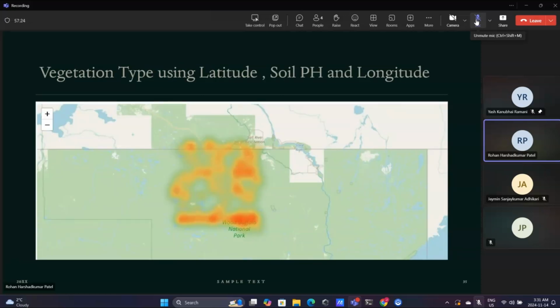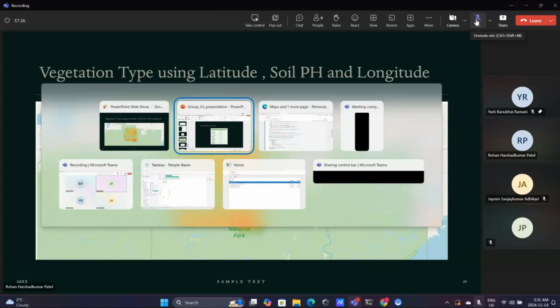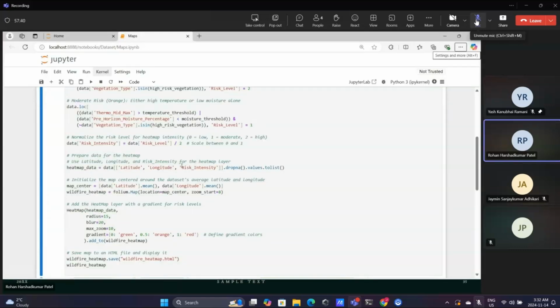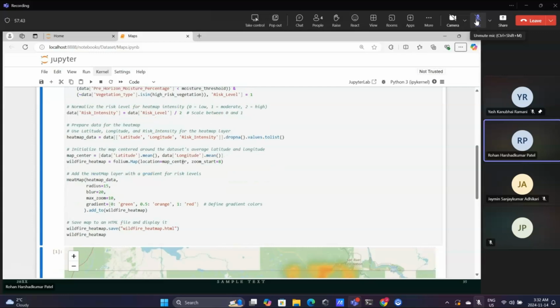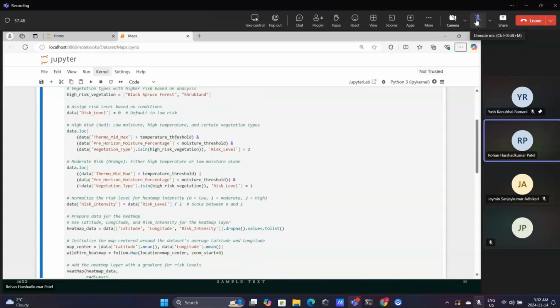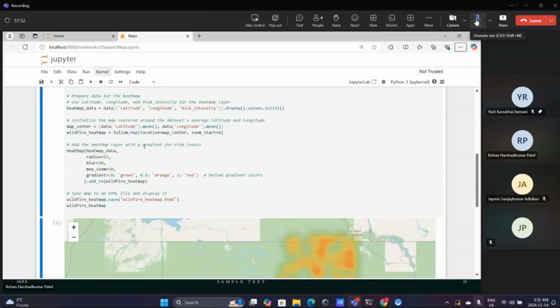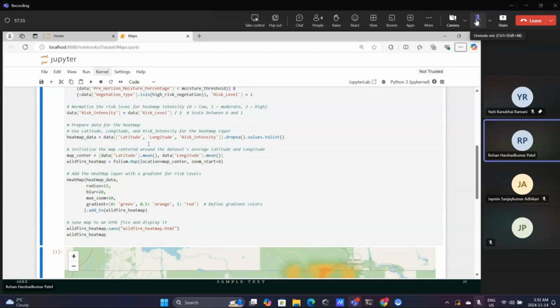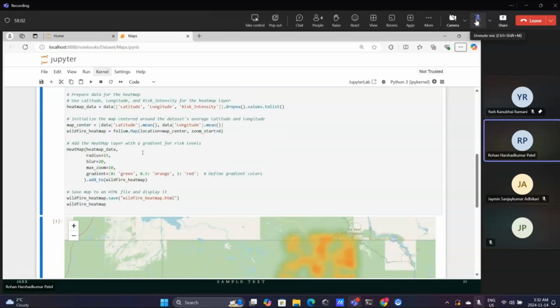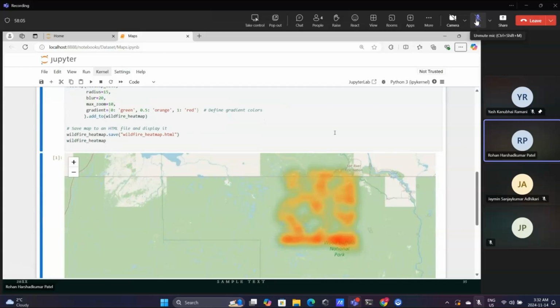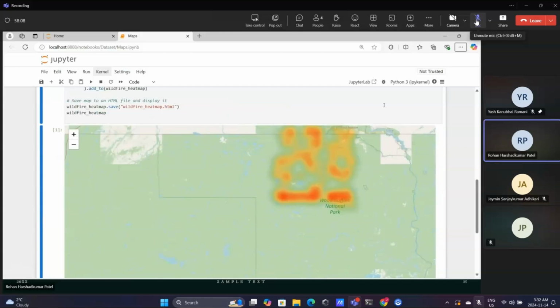In this, we use the soil pH, latitude, and longitude along with the vegetation type. Here we define some values for the temperature and moisture. Then we put conditions for lower risk, medium risk, and high risk. After that, we put the values 0 for low, 0.5 for medium, and 1 for high. And in this, we use the Folium library for the map. So this is the map.